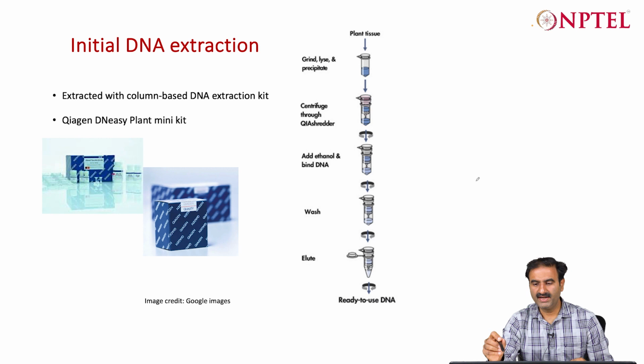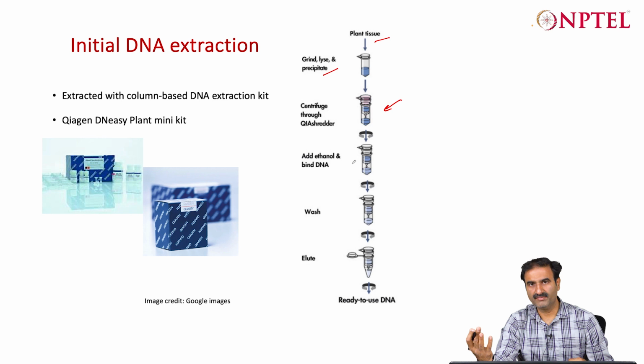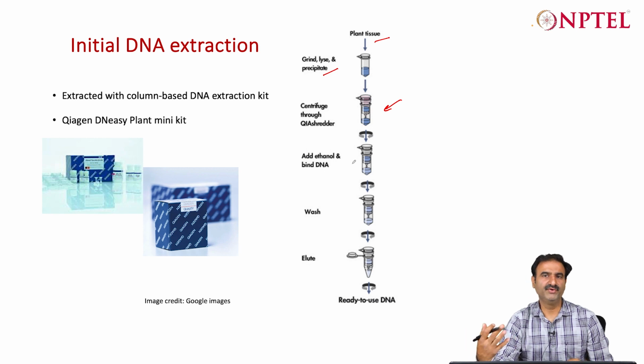Okay, and so basically whatever tissue you are taking, you should grind, lyse and precipitate, okay, then centrifuge, adding ethanol, washing, and then eluting the DNA. Okay, we will discuss these in detail later. And basically the DNA that you have got, you have to purify it and also quantify it before you use it further.